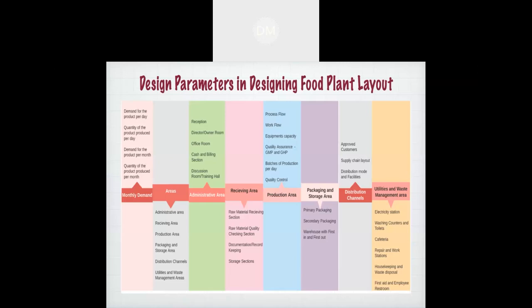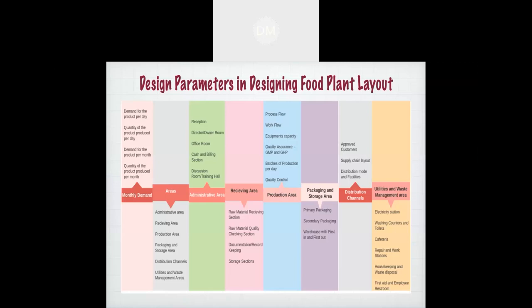Equipment capacity means our line capacity is 5 ton per hour or 10 ton per hour. Then quality assurance, GMP and GHP point of view, any precautions. Then batches of production per day: batch-wise production or continuous production. After every 24 hours or 12 hours or 6 hours, one break for washing the equipment. So all these things are involved in designing. Then quality control: how many parameters we check in quality, 10 parameters or 15 parameters. So this is related to the production area.